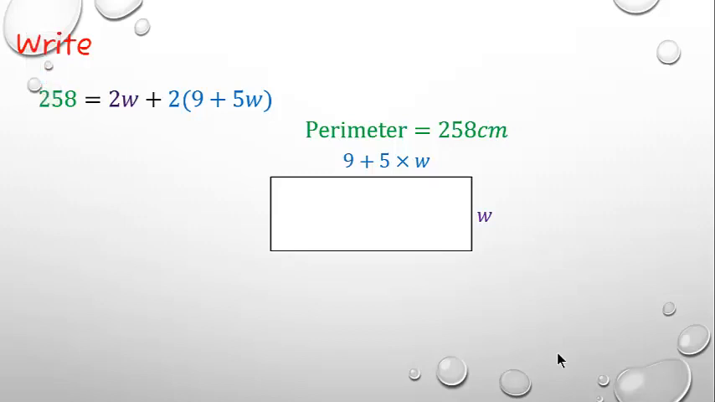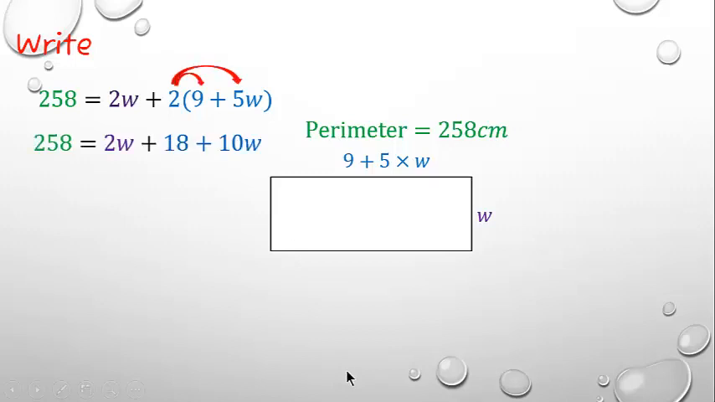Okay, back to the example. So our equation was 258 equals 2w plus 2 outside of 9 plus 5w. I've brought over the diagram just to remind us. Okay, we need to write that in a simplified form, and the reason we know we have to do that is because we can see the two terms that are like. We need to simplify that and just collect all the like terms. So firstly, we can't touch the 5w until we expand the brackets. So let's expand the brackets first.